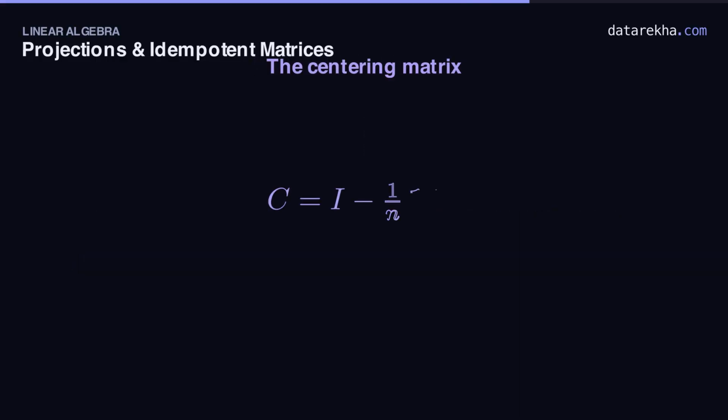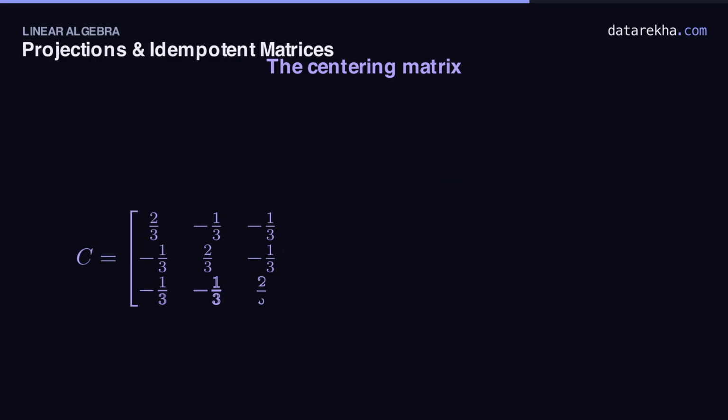Let's meet a projection that shows up everywhere in data. The centering matrix. Let 1 be the column of all ones. Then C is the identity minus 1 over n times 1 1 transpose. What does it do? Multiply any vector by C, and it subtracts the mean from every entry, recentering the data around 0. For 3 items, C works out to 2/3 down the diagonal and minus a third everywhere else.